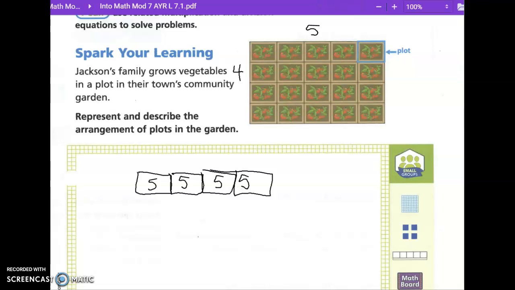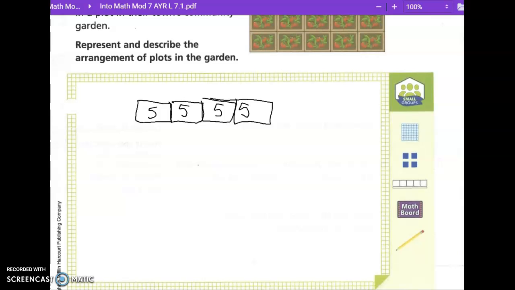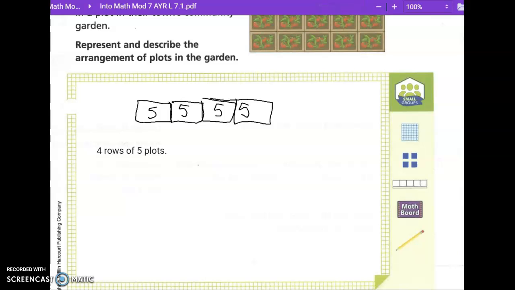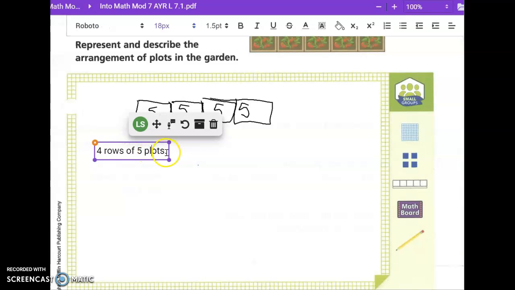Okay? So we can describe that just like I said. We can say there are 4 rows of 5 plots. All right, so if you're at home watching, we described it with words, 4 rows of 5 plots. So how many plots are there all together? Boys and girls here in the room, how many plots are there all together? 4 rows of 5 plots equals 20 plots.